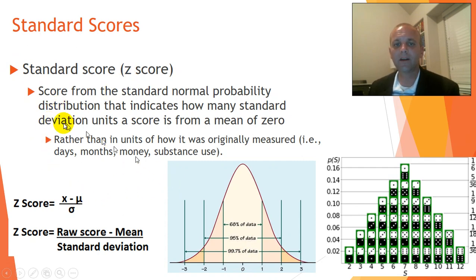Why would I need a standardized score? Because sometimes you're measuring things in different metrics that don't mean the same things. Like if I'm looking at days or months or money or substance use, how many times you use substances or temperature, all those things have their own way of being measured, okay? And usually they refer to it as units, all right? The intent is to get it all standardized.